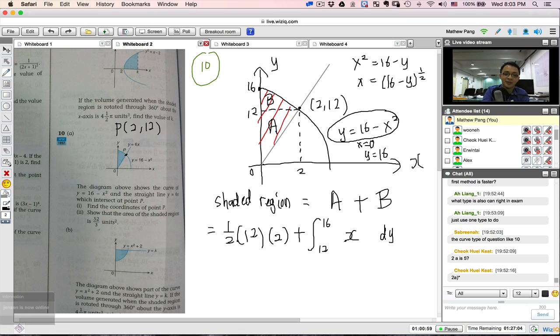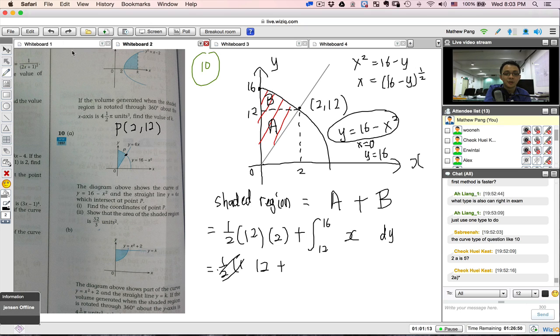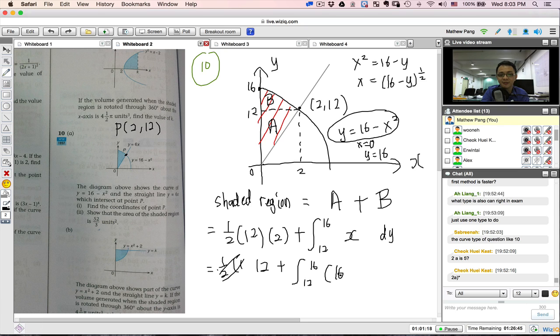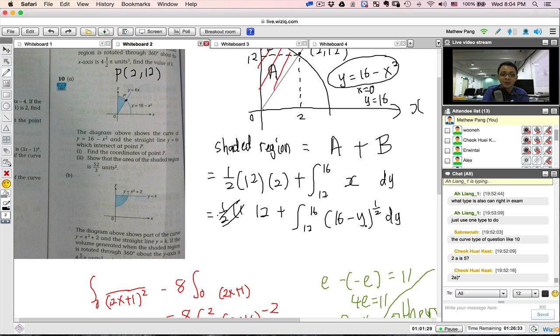Alright, so now I can start to do it. This is 12. This one I simplify: this is 6, and 6 times 2 is just 12. Plus this one. So I got the x over there already, right? So I'm going to integrate from 12 to 16, x is (16 minus y) to the power of half, dy. Why do I write dy here? Because I must have it in terms of y, then only I can start to do the integration. So over here I got 12 plus this one.